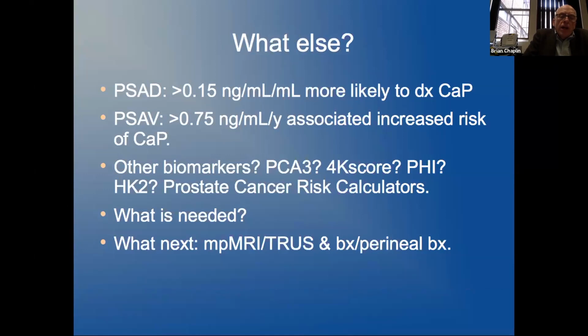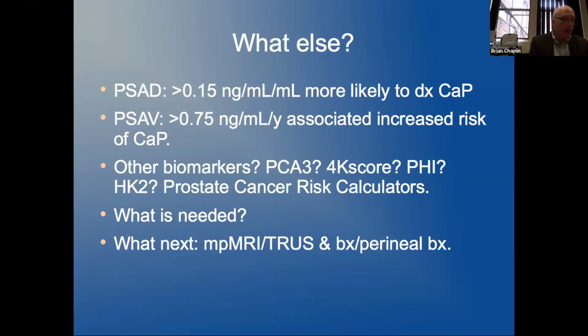Well, one aspect, for example, is PSA density. That's the amount of PSA per milliliter volume of prostate gland. Those patients with a PSA density of more than 0.15 nanograms per milliliter of prostate gland are more likely to be diagnosed with prostate cancer. Also, PSA velocity. You have to be very wary. The PSA can shoot up with retention, with UTIs, and for various reasons. But if that PSA is increasing year on year by more than 0.75 nanograms per milliliter per year, then there is also an associated increased risk of prostate cancer.